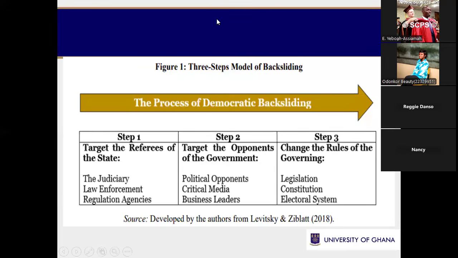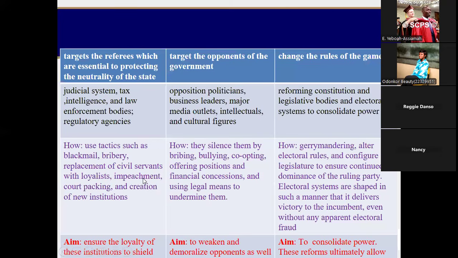So here, it is three steps. It is a continuum, unlike Bermeo, which is not step-like. Levitsky and Ziblatt, it follows a continuum, my dear friends. So the first step, they target referees, which are essential to protecting the neutrality of the state. They use the judicial system, tax, intelligence, law enforcement bodies, regulatory agencies.